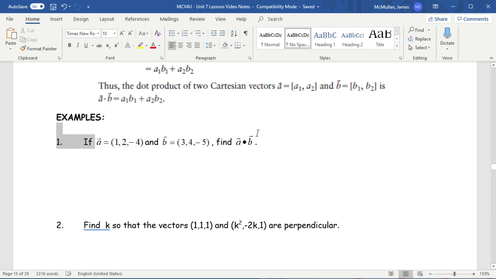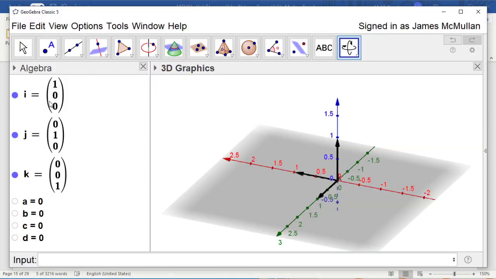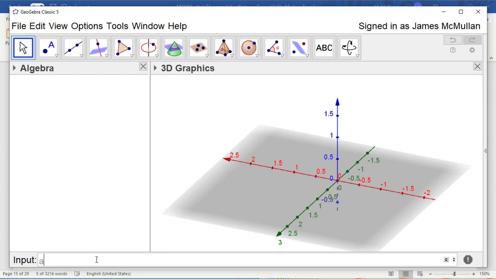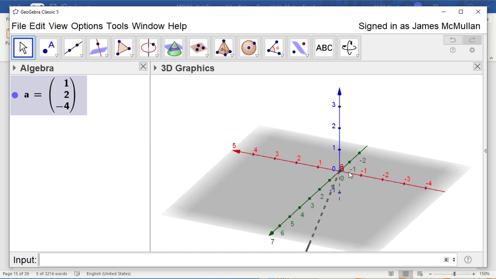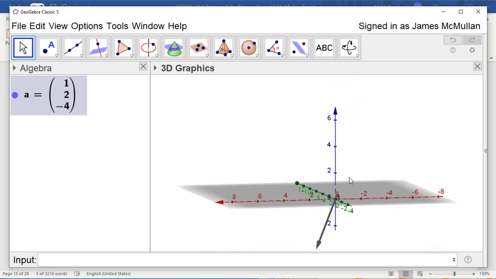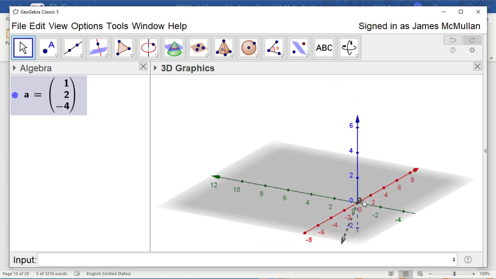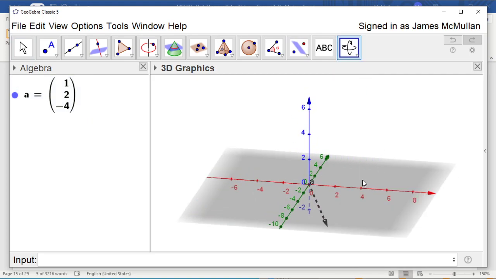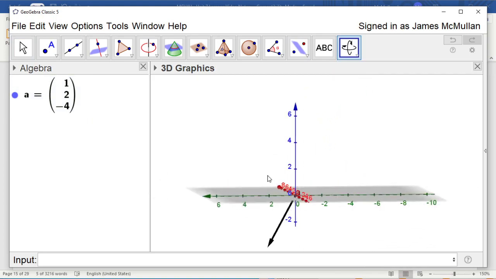Okay, so let's try some simple vectors here. How do I get the dot product of 1, 2, negative 4? So let's just wipe out what I have here. My first vector is a. It's 1, 2, negative 4. Again, where is that? It's positive in the x, so it's positive in the red, it's positive in the green, but it's negative in the blue, so it kind of points under the page, so to speak. So there you go. Some vector down there in the bottom.